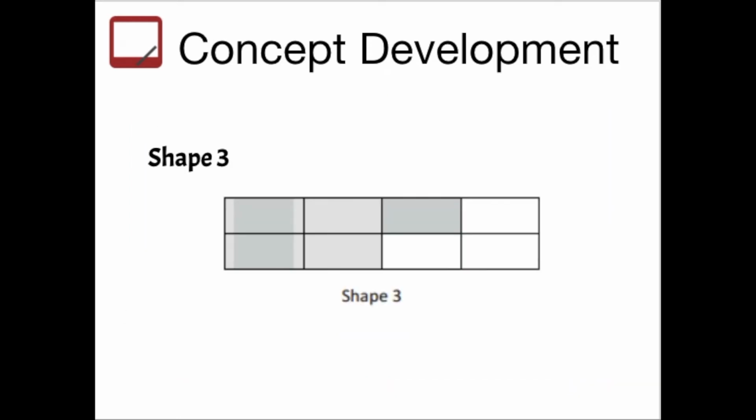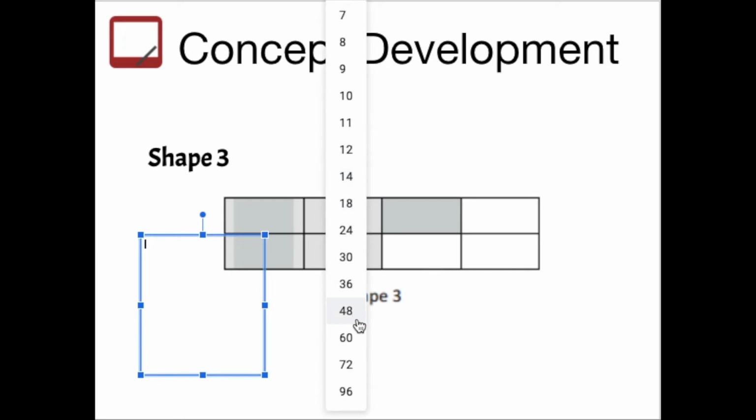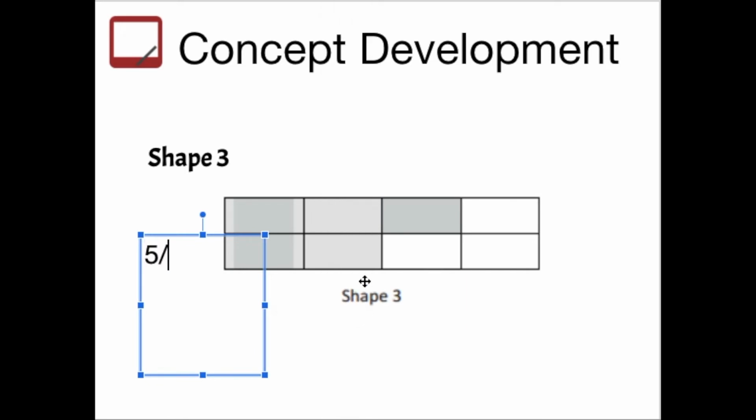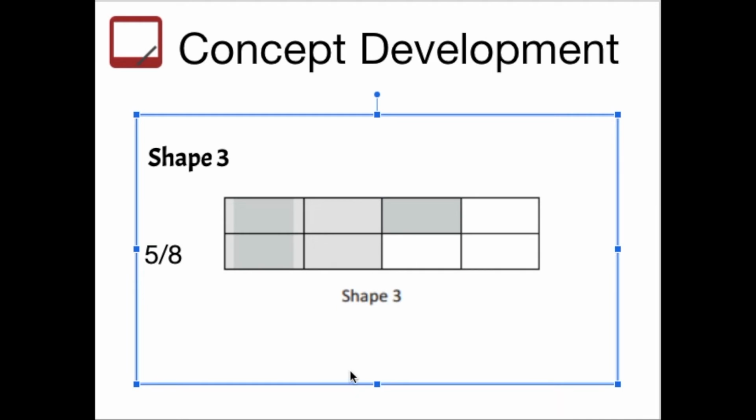Shape number 3 has 1, 2, 3, 4, 5 parts shaded. 5 parts shaded out of 1, 2, 3, 4, 5, 6, 7, 8 parts total. So we have 5 parts shaded out of 8 parts total. My numerator is 5 and my denominator is 8. This shape is showing me 5/8. 5 parts shaded out of 8 parts total, 5/8.